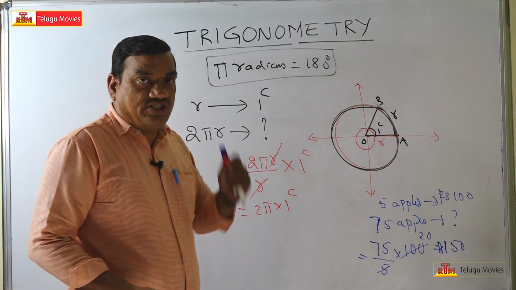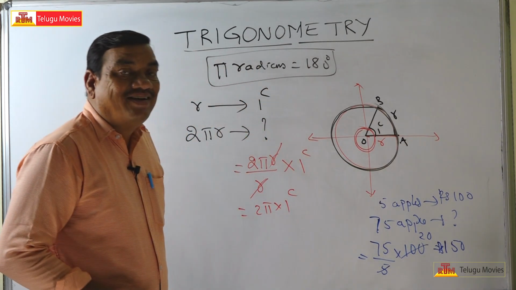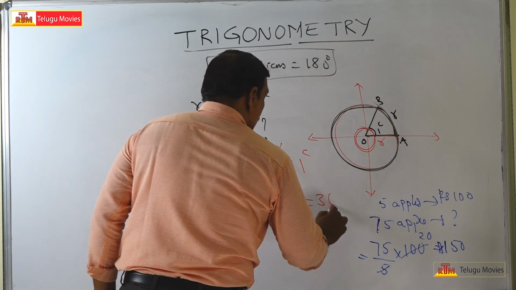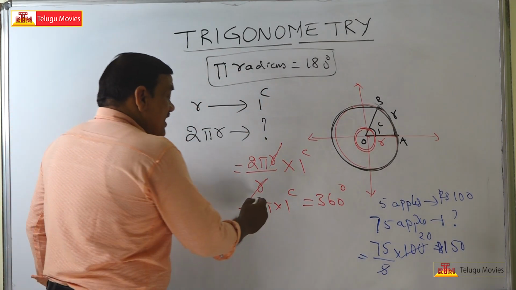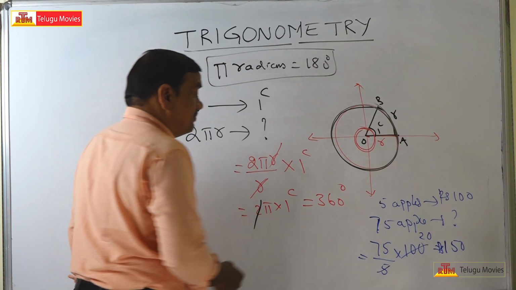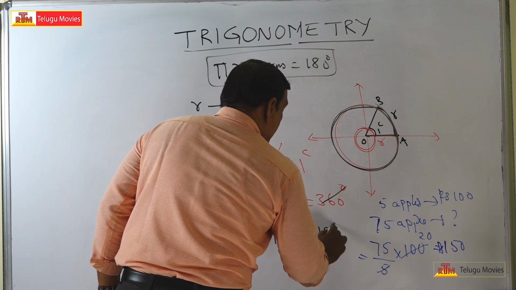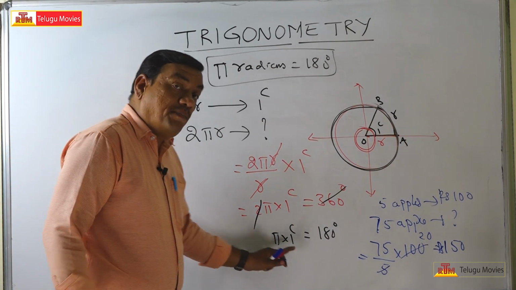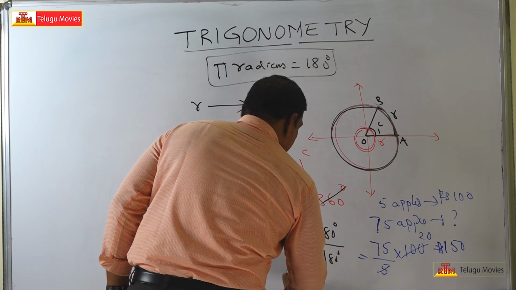In the sexagesimal system, we know that the angle formed at the center is equal to how much? 360 degrees. Okay, now, can I cancel here? 2 is a real number, 360 degrees is also a real number. All angles are real numbers, so we can cancel. That is, pi into 1 radian is equal to 180 degrees. Therefore, pi radians is equal to 180 degrees.